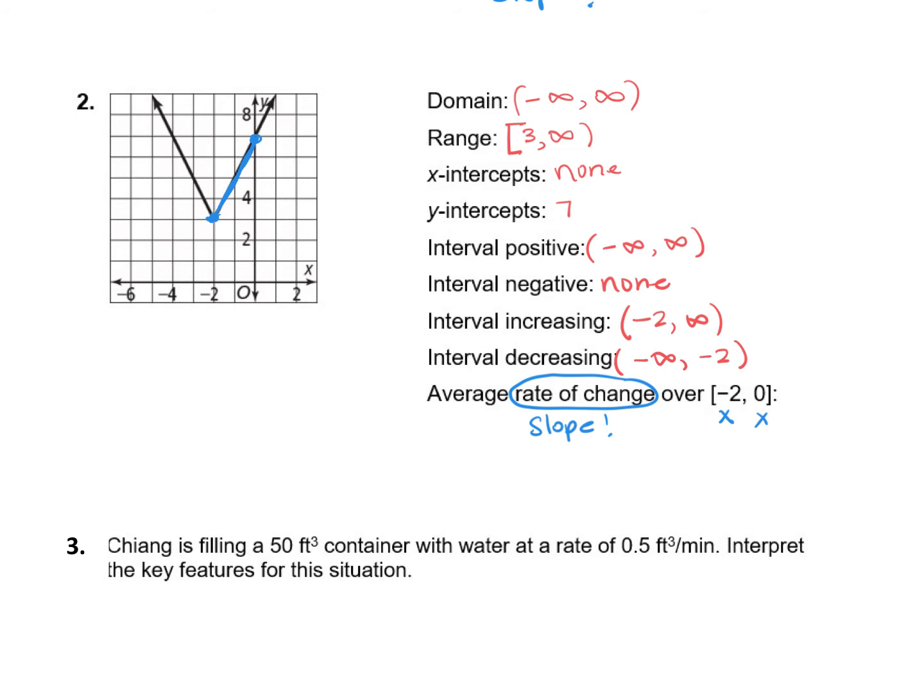Sometimes if it's really clear, you can just count the rise over the run. If you start on the point on the left, we're going up 1, 2, 3, 4, and we're running 1, 2, so our slope would be 4 over 2, or we have an average slope or average rate of change of 2.